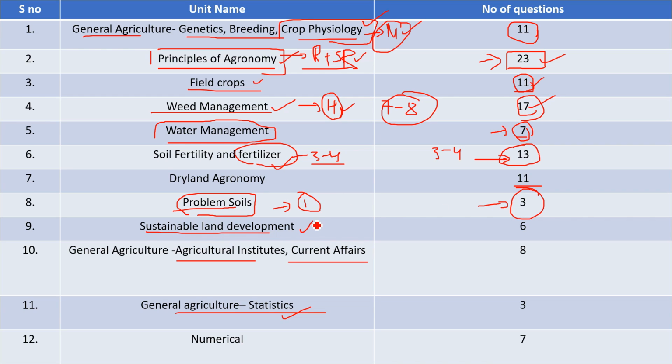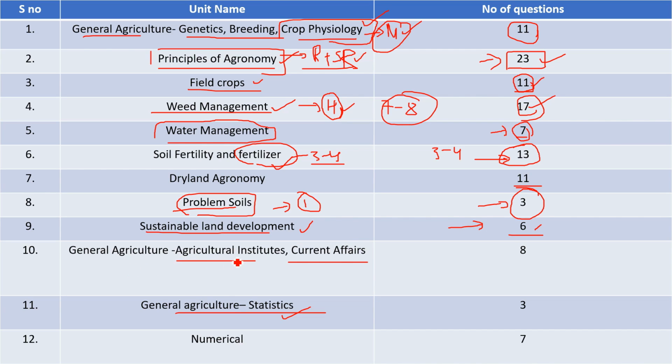Talking about the sustainable land development part, meaning the last three chapters of Reddy and Reddy, like precision agriculture, sustainable agriculture development, sustainable agriculture, and the cropping system part, from this part there were about 6 questions. Normally only 6 questions are asked. Last year also there were 7 questions only. So this part is important too, because very easy questions are asked from it.